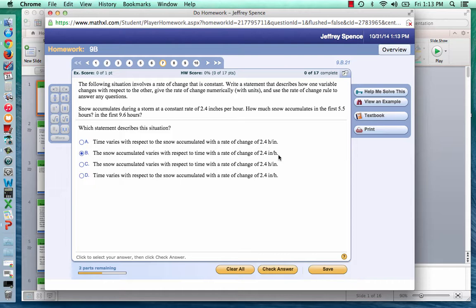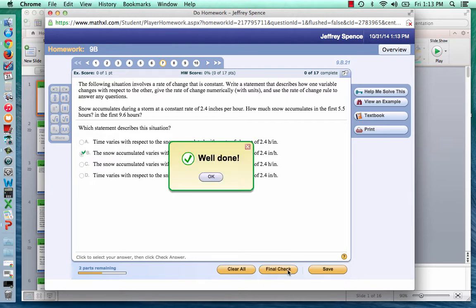I see that these are the same, but the units are mixed up. So this is 2.4 inches per hour and 2.4 hours per inch. We know it's 2.4 inches per hour, so B is our correct answer.